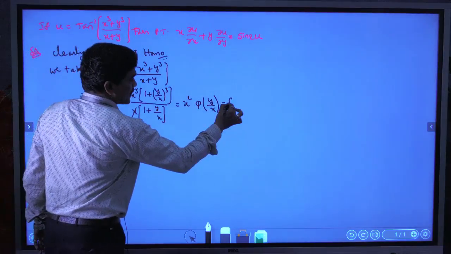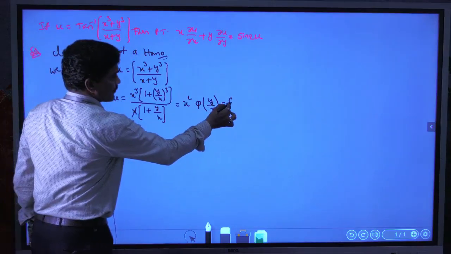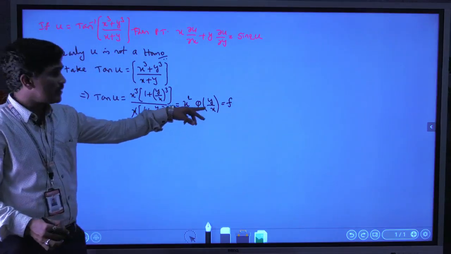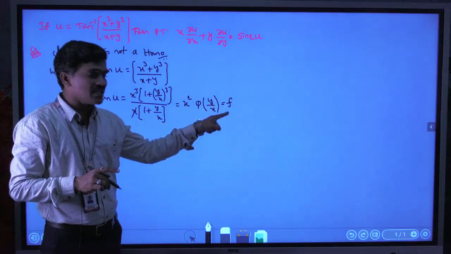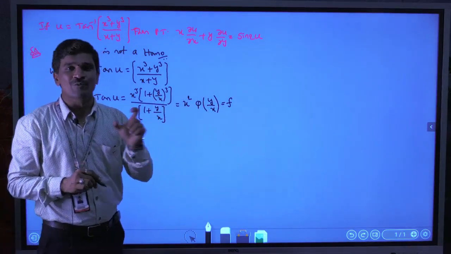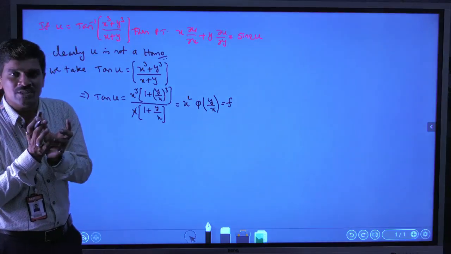Now it is considered as f. x² φ(y/x) is considered as f. Now in this, the function f is clearly homogeneous. So what is a homogeneous function?